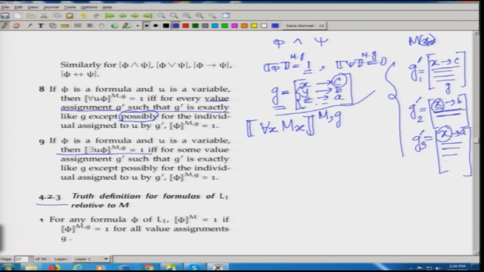Remember, this is our initial g. We are not changing our reference point. The initial g is a reference point. Now, it is 1. We are following this rule, that is 8. It is 1 if and only if for every value assignment g prime. There are 3 value assignments g prime. Every value assignment g prime such that g prime is exactly like g except possibly for the individual assigned to u by g prime, phi, that is the denotation of phi here with respect to m and g is 1.